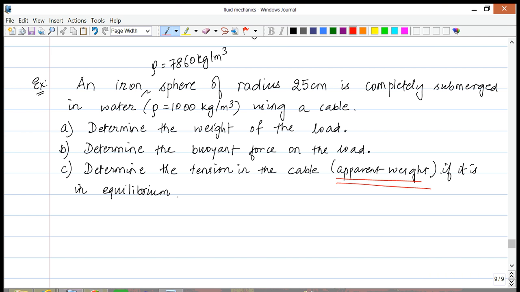So the apparent weight is what the weight appears to be in water. If you were to try to measure its weight in water, it would be the actual weight minus the buoyant force. That is the apparent weight. Keep that in mind because that idea will keep coming up, and you need to know what it means. The problem is very simple. At this point, it would be a good idea to stop, see if you can do each part yourself, and then verify, and then keep moving through the video.